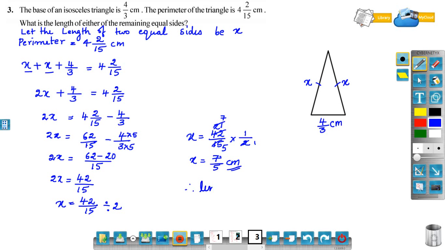Therefore, the length of the equal sides is equal to 7 by 5 centimeter.